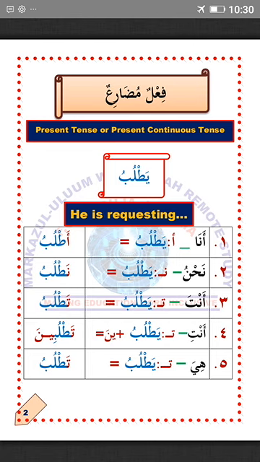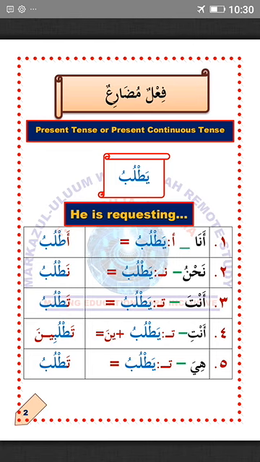The question is, how do we change the verb yatlubu to suit the pronouns below? Yatlubu simply means he is requesting. He in Arabic is huwa, which is the opposite of hiya, she. So how do we now change the verb yatlubu to suit the following pronouns? Wahid, number one. Ana, I. So how do we change the verb yatlubu to suit ana? All you need to do is to detach ya'un and attach alifun. So the verb yatlubu will now become atlubu, which means I am requesting.